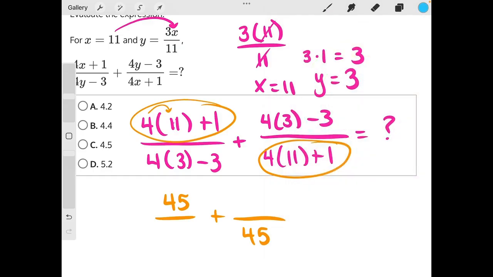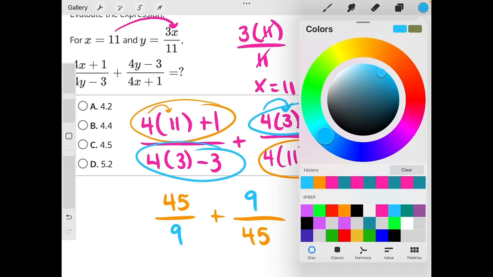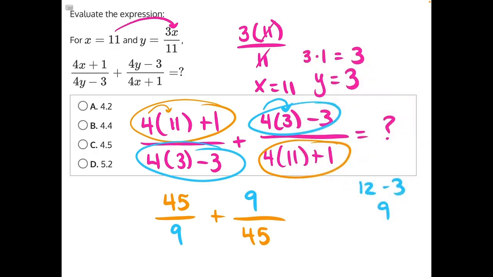Then the denominator of this fraction and the numerator of this fraction would go like this. 4 times 3 will give us 12, minus 3 would give us 9. So we'll have 9 in the denominator here and 9 in the numerator here. Now we just need to simplify these two fractions before we can add them together. 45 divided by 9, 9 goes evenly into 45, 5 times.